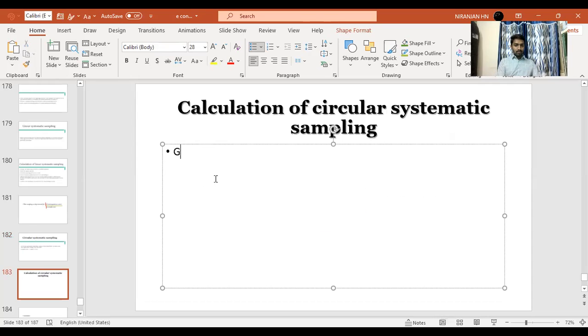The given here is N equals 7. That's the total population, 7, and the sample size is 2, and we have to find k, that is the sample interval. So k equals, what is the formula? Capital N divided by small n. What is the total population as per the question? 7. And what is the sample size we are sampling? 2. So k equals 3.5. I got 3.5 here.